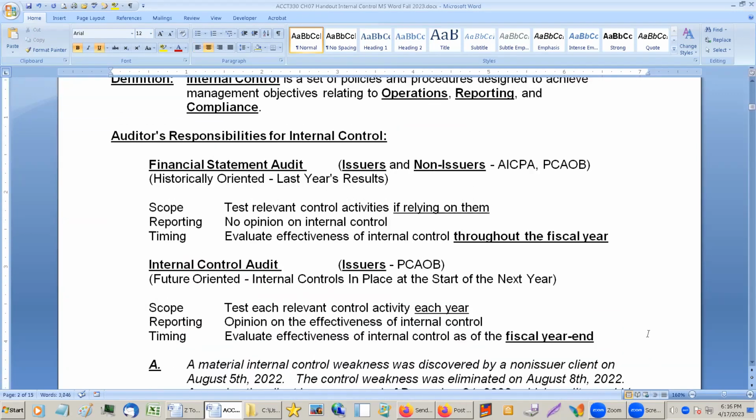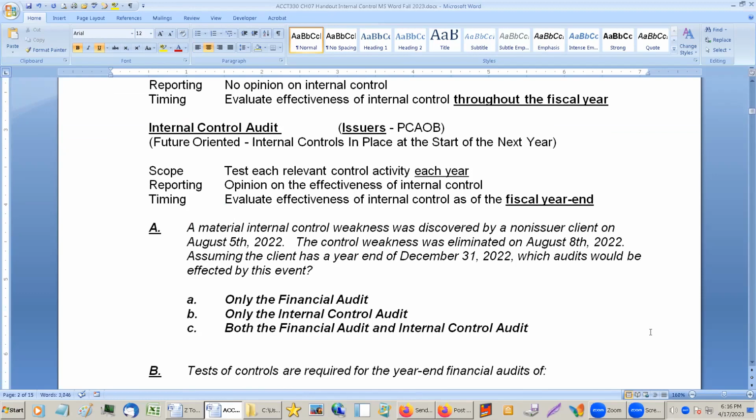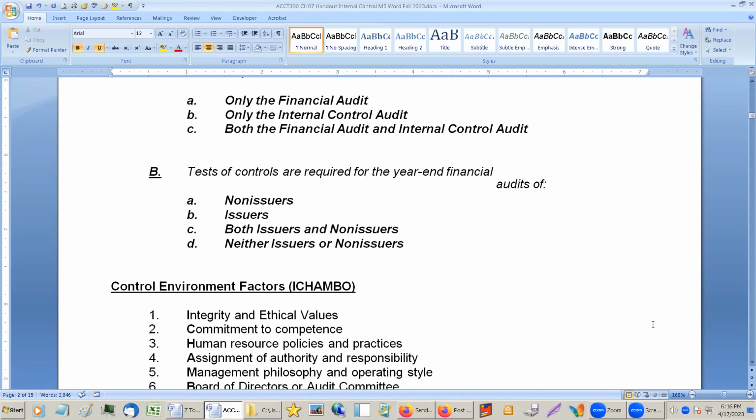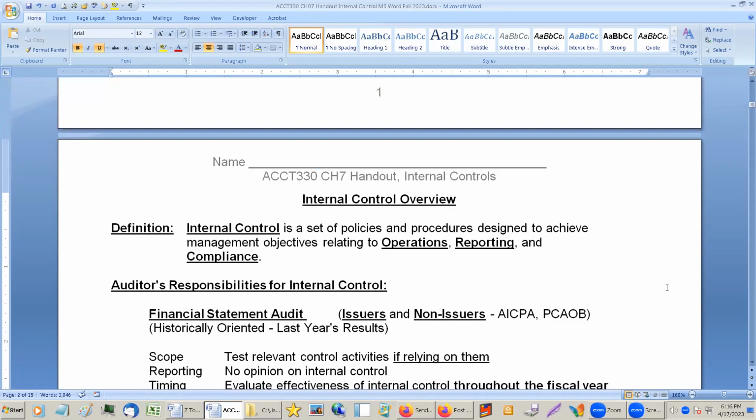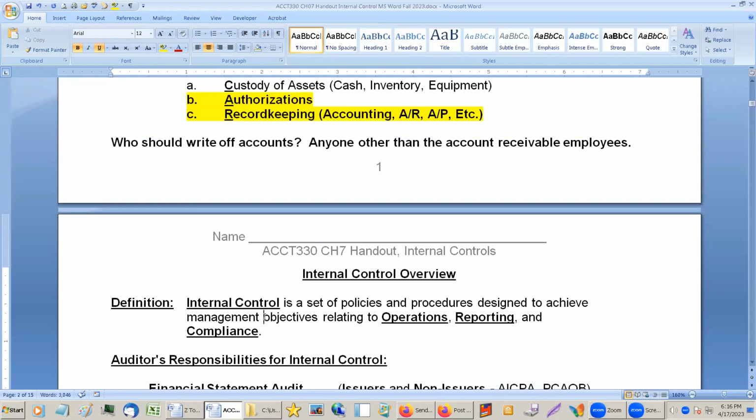So, internal control, the definition. Internal control is a set of policies and procedures.